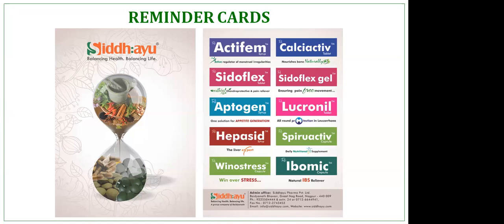For example, whenever I'm talking about VenoStress, it actually indicates that it is for stress. For example, if I'm talking about Spiroactive daily nutrition supplement, in one simple line the doctor remembers the brand name, and the doctor also remembers what it is for, right? That is another use of visual aid.